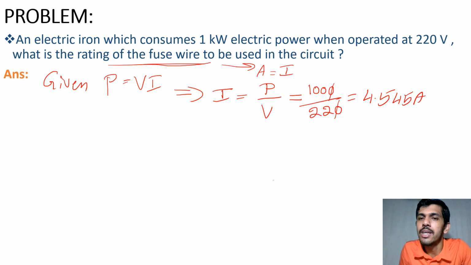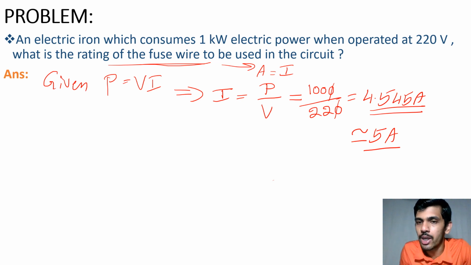4.545 amps. That is how much fuse wire we have to use. That means in this particular circuit it should allow this much current, and it should not allow a current which is more than this. So I can write approximately equal to 5 amps of current it may allow, but it should not allow more than 5 amps. So a fuse wire of 5 amps must be used. That is the answer for this particular problem. That is, 5 amps should be the rating of the fuse wire to be used in the circuit.